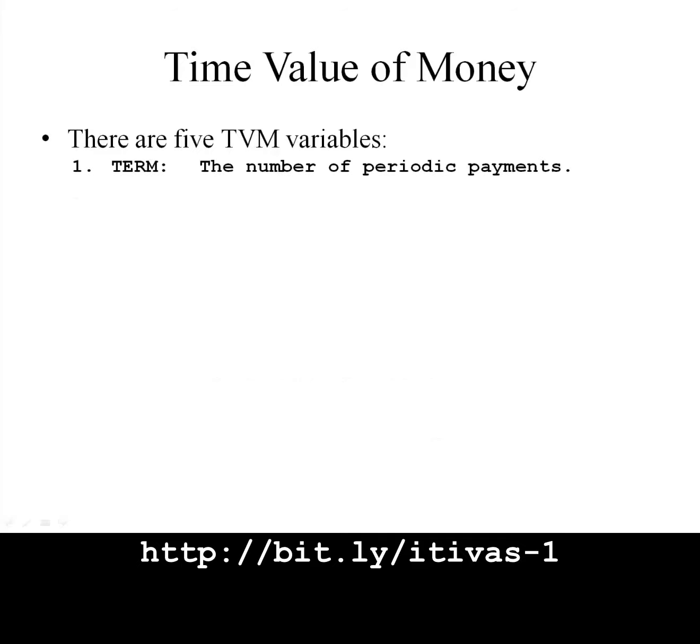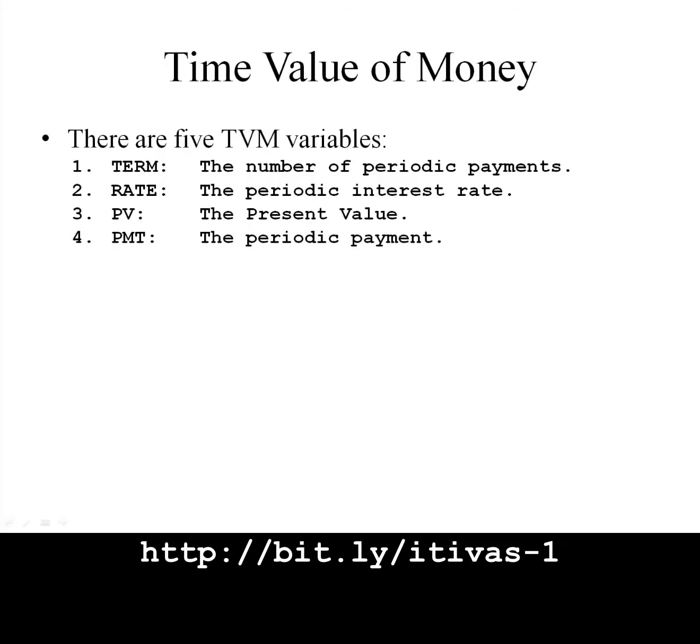Time value of money. There are 5 TVM variables. Term, the number of periodic payments. Rate, the periodic interest rate. PV, the present value. PMT, the periodic payment. FV, the future value.